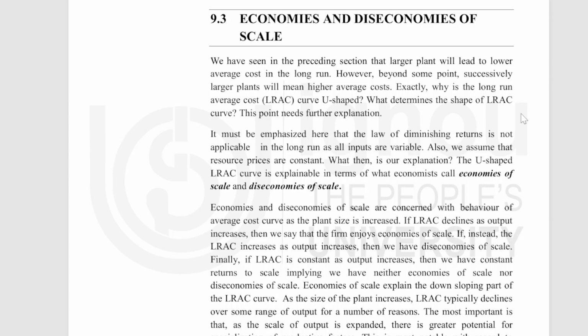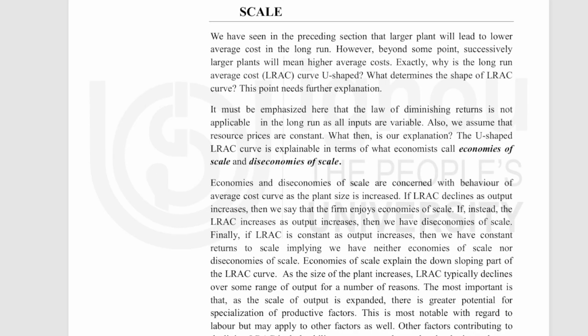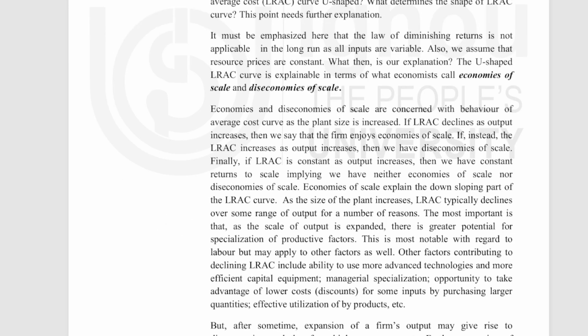In today's session, we will start with Unit 9, Subsection 3 of MMPC 010, that is Economies and Diseconomies of Scale. We have seen in the preceding section that a larger plant will lead to lower average cost in the long run. However, beyond some point, successively larger plants will mean a higher average cost. Exactly why is the long run average cost, that is the LRAC curve, U-shaped? What determines the shape of the LRAC curve? This point needs further explanation.